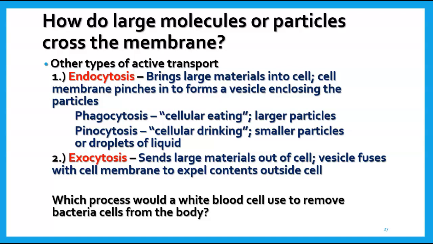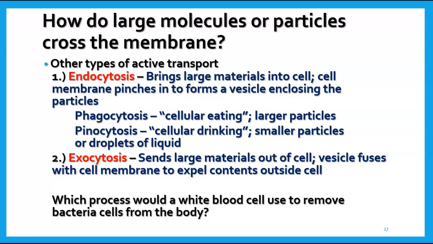If the cell is one that makes something like hormones or other kinds of chemicals that need to be released into the bloodstream, for instance, they will be made in the ER and processed in the Golgi apparatus into vesicles. Those vesicles will be stored till they're needed, and then the vesicle can fuse with the cell membrane to expel the contents out of the cell. It's basically the opposite of endocytosis.